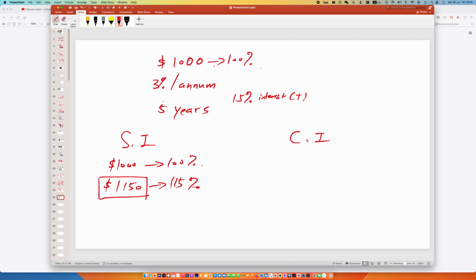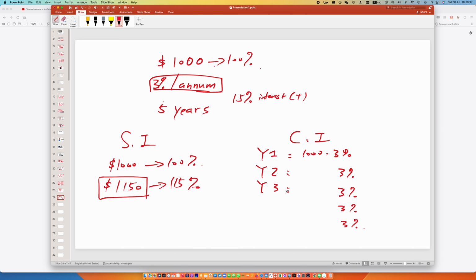But for compound interest, it doesn't work like this. How it works is this. After 1 year it's 1,000, and every year is 3%. So 3% here, 3% here, 3% here, 3% here, 3% here. Let me simplify. This is year 1, year 2, year 3, year 4, year 5. So this will give you $30.